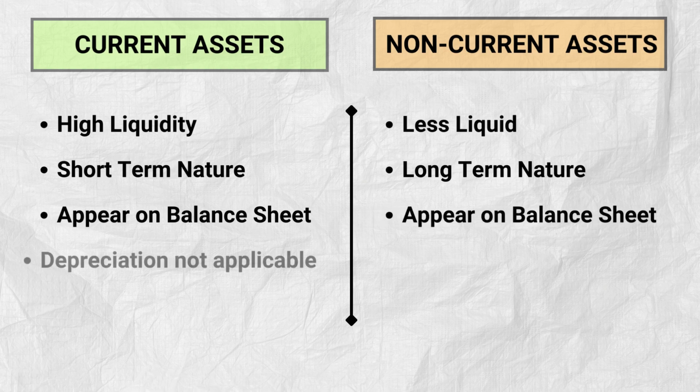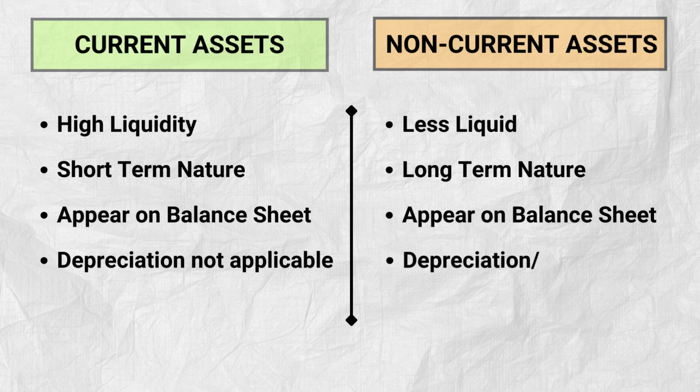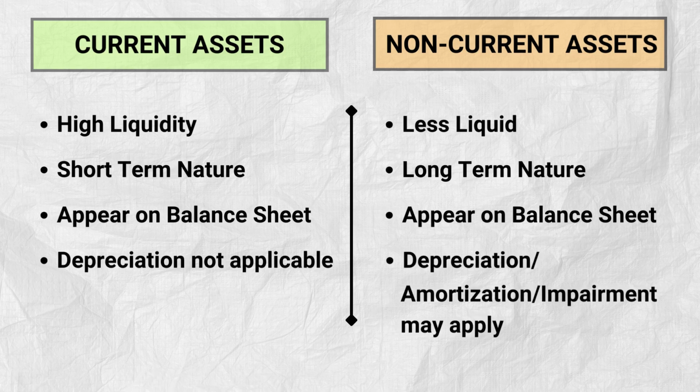Current assets typically do not undergo depreciation. Depreciation is applied to tangible non-current assets, like buildings, plant machinery, vehicles, furniture, etc. For intangible current assets, amortization or impairment may apply.